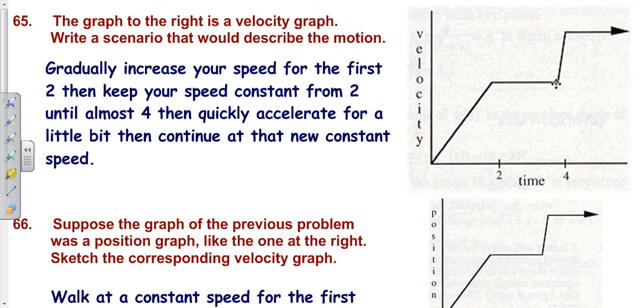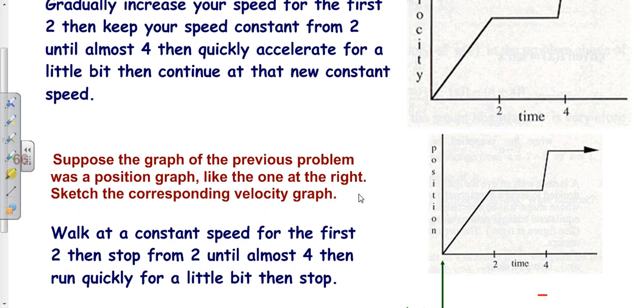Then all of a sudden, just before 4, it quickly increases really fast. So there's a high degree of acceleration here. And then once we get to time being 4, our velocity just continues at that higher speed. It's not increasing or decreasing, it's just continuing at that higher speed.